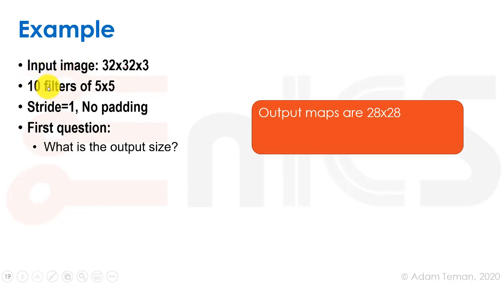So what is our output depth going to be? How many output maps are we going to have? We're going to have 10 output maps. So the final size of our next layer is 28 by 28 by 10.